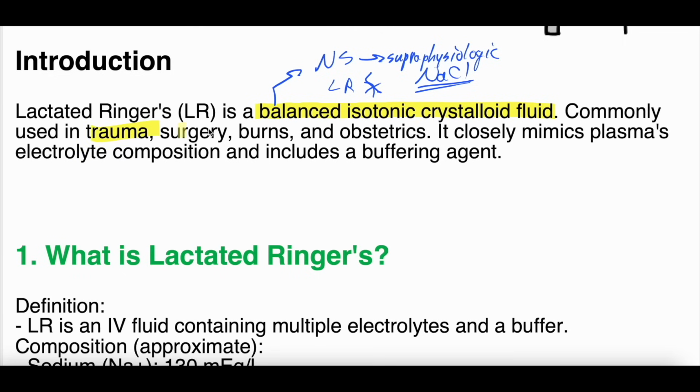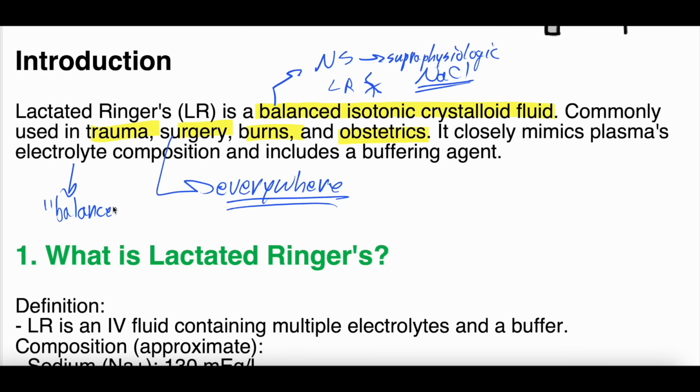Commonly used in trauma, surgery, burns, obstetrics. At this point, it's commonly used really everywhere. We, in both the intensive care unit and the emergency department, tend to use Lactated Ringers as our go-to first line. Again, this is not medical advice. This is all opinion and education, but yeah, tends to be our practice pattern. It closely mimics the plasma's electrolyte composition, and it does include a buffering agent, which we'll talk more about. And this close mimic is why they call it balanced.